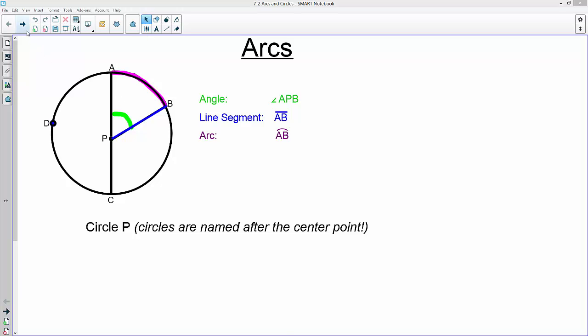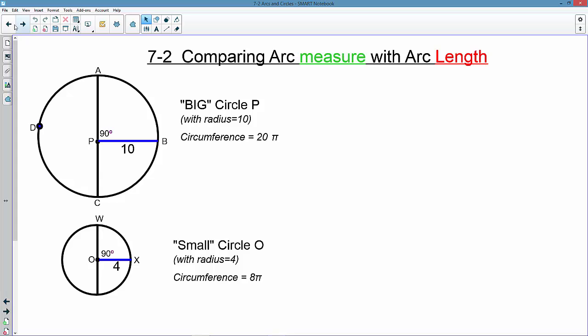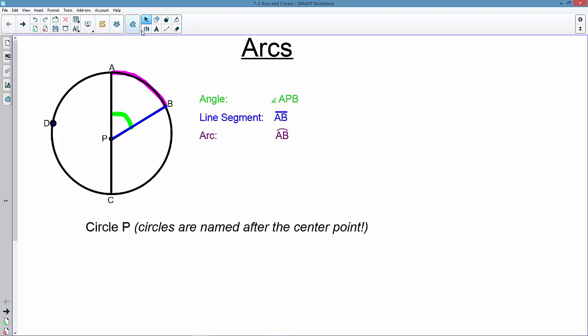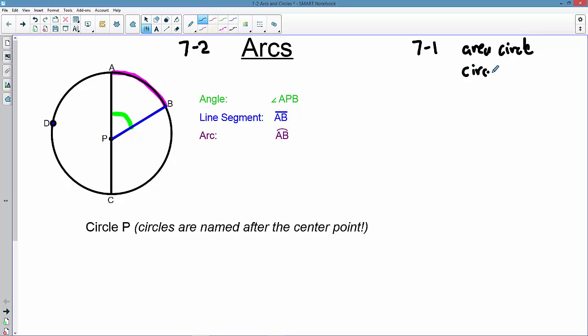Okay, today we're going to learn about arcs, and I think I'm calling this unit 7-2. So 7-1 is area of a circle, which we did. Some of you did, some of you may not have. Circumference. And one thing we didn't do, which we will do when I get back, is the area of a trapezoid.